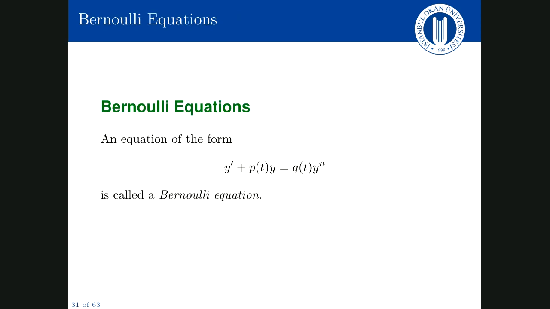The second type of equation that we can use substitutions for is Bernoulli equations. If we have an equation of the form y prime plus p(t) y is equal to q(t) y to the power n, this is a Bernoulli equation. To solve a Bernoulli equation, we use the substitution v is equal to y to the power 1 minus n. Now the key is if we have y to the power n on the right-hand side, we use the substitution v is equal to y to the power 1 minus n.